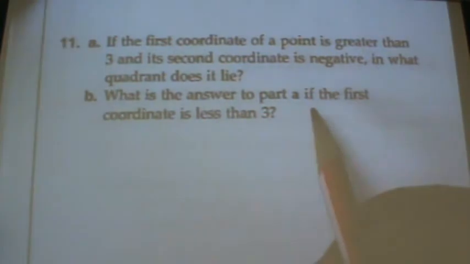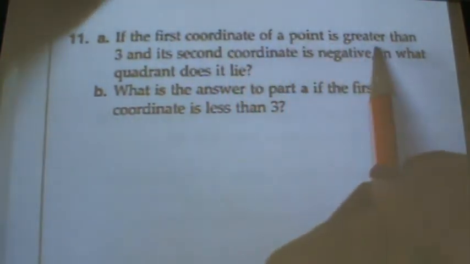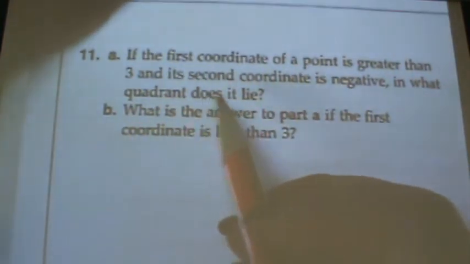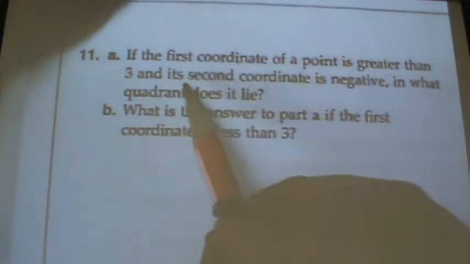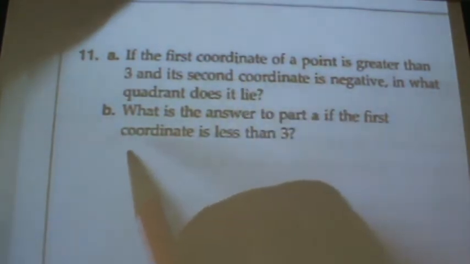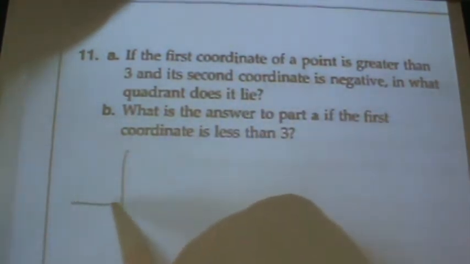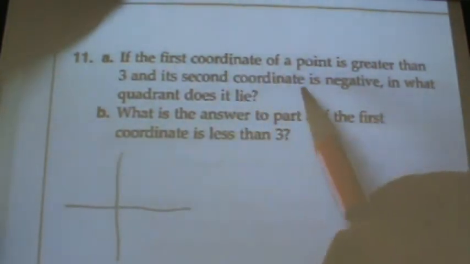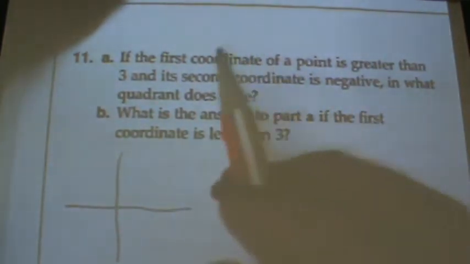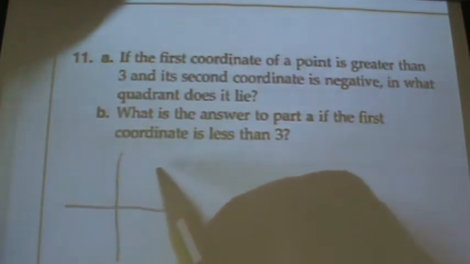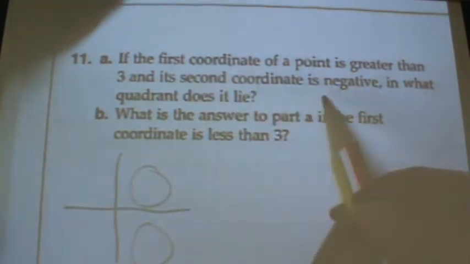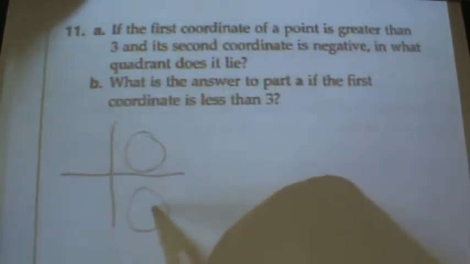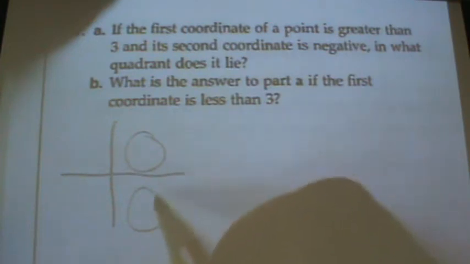Okay, for A, it says if the first coordinate of a point is greater than 3, and its second coordinate is negative, so if the first coordinate has to be bigger than 3, you're in one of these two quadrants, these two right here. But out of these two, which one is the second one negative? It's this quadrant, so you're in 4. So it's not this one, it's this one, so quadrant 4.